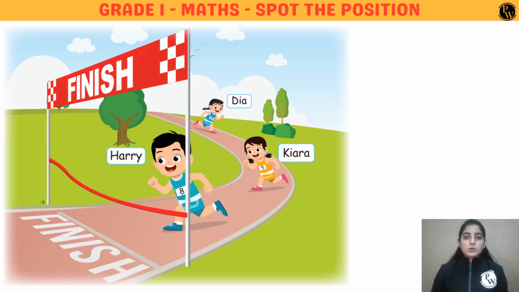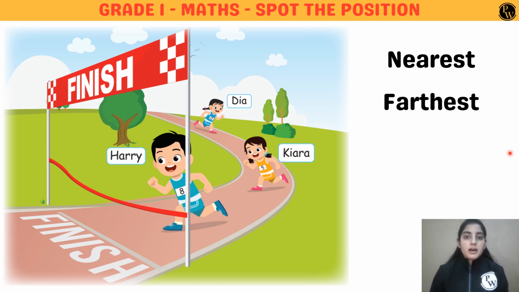Hello बच्चों, let's explore our new chapter of maths, chapter number 8, spot the position. Okay, so let's understand this with this picture first. Can you tell me who is nearest to the finish line here? Is this Harry, Kiara, or Dia? Correct. Harry is nearest to the finish line. Now, can you tell me who is farthest from the finish line? Correct. Dia is farthest from the finish line.